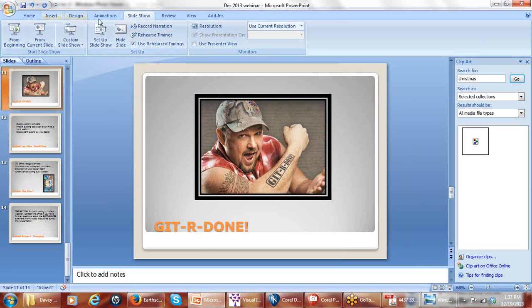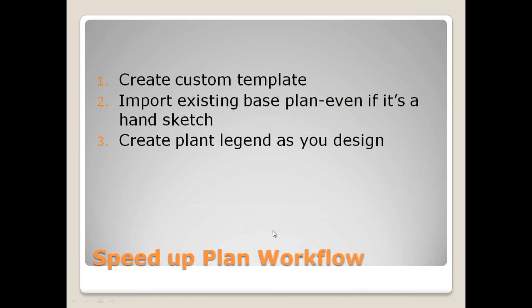Okay, so let's get back into our presentation. So just as a recap, how can we speed up the plan workflow? With the Earthscapes application, you have the ability to create a custom template. This includes choosing a page size and a scale, as well as adding in your company information into that title block, adding a logo, saving it as a template so it's ready for you to go for each project every time you open up the program.